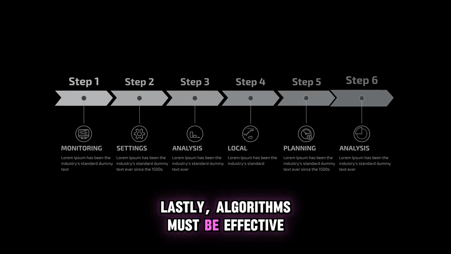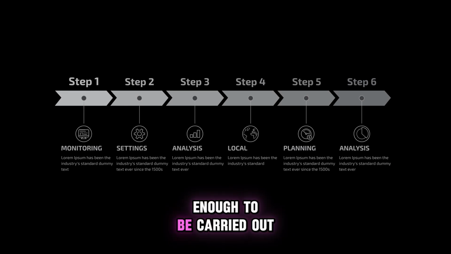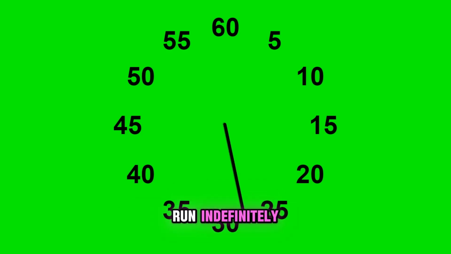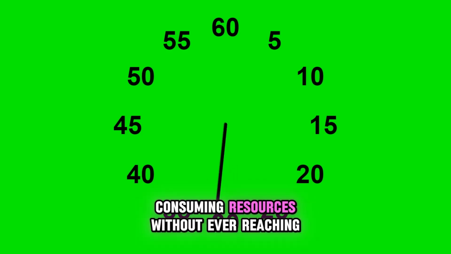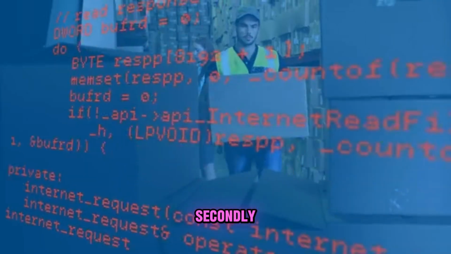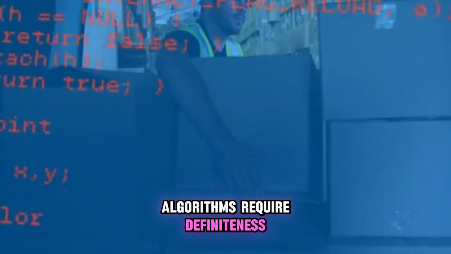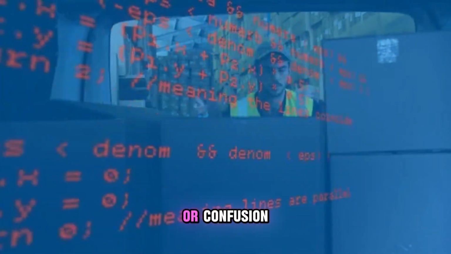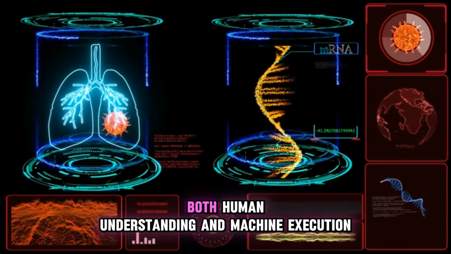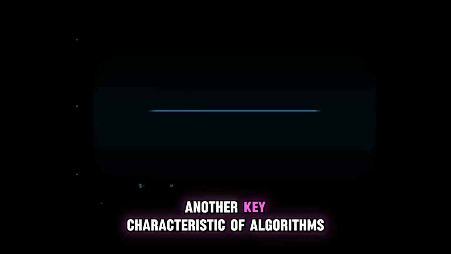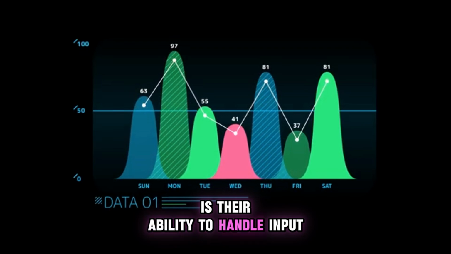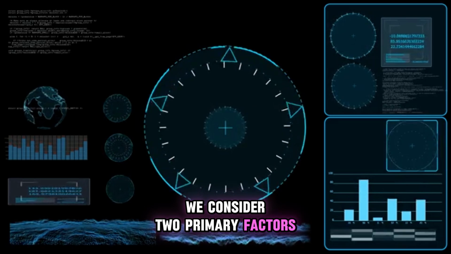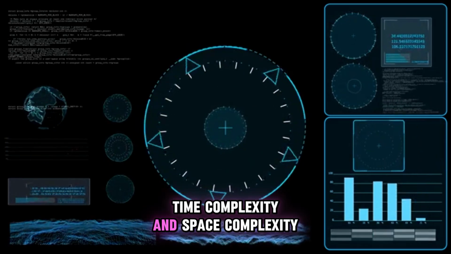Lastly, algorithms must be effective, with each step being basic enough to be carried out, whether by a human or a computer. This ensures that our procedures don't run indefinitely, consuming resources without ever reaching a conclusion. Secondly, algorithms require definiteness. Each step must be clear and unambiguous, leaving no room for interpretation or confusion. This clarity is essential for both human understanding and machine execution. Another key characteristic of algorithms is their ability to handle input and output. When we evaluate algorithms, we consider two primary factors: time complexity and space complexity.